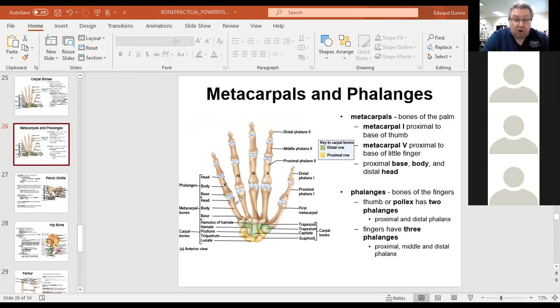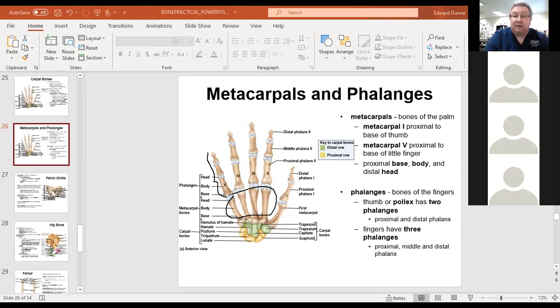So here's the metacarpals right here, these long bones. And these bones right here are the phalanges. On the digits, each finger has 3 phalanges. On the thumb, there's 2 phalanges. Each of these creates a joint.